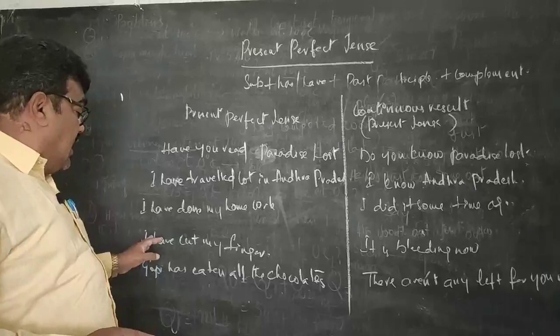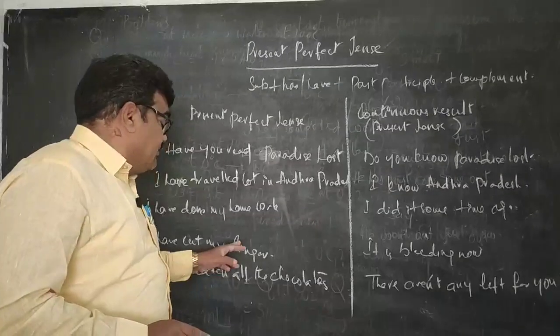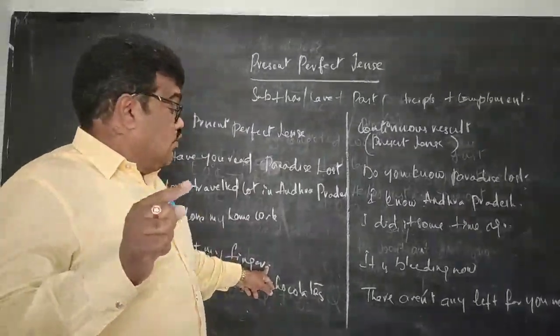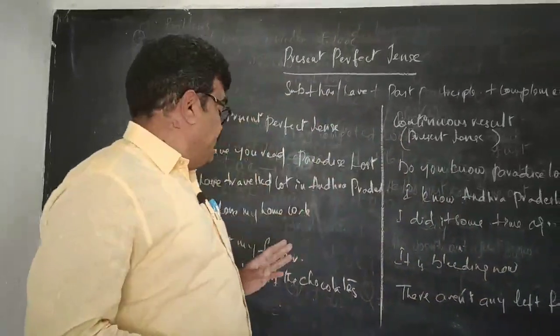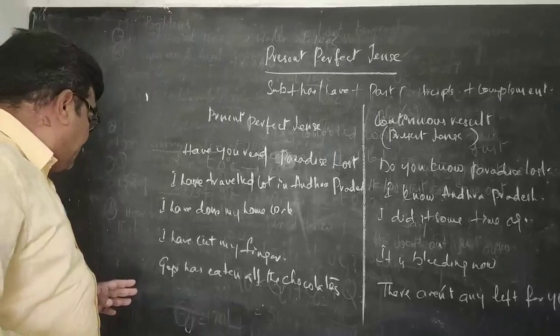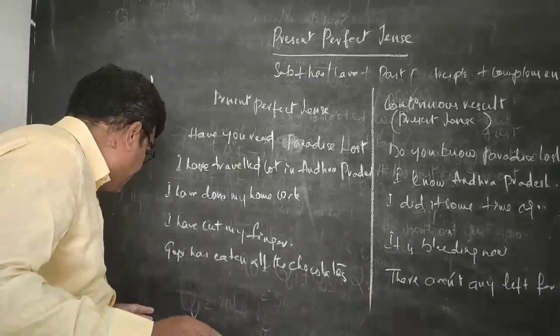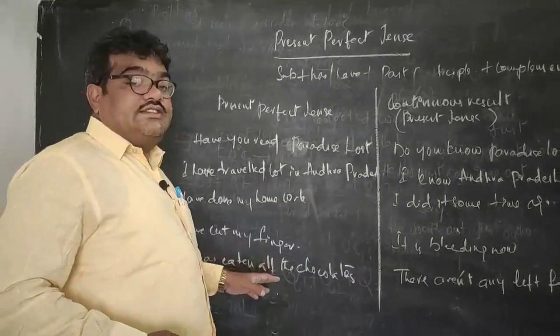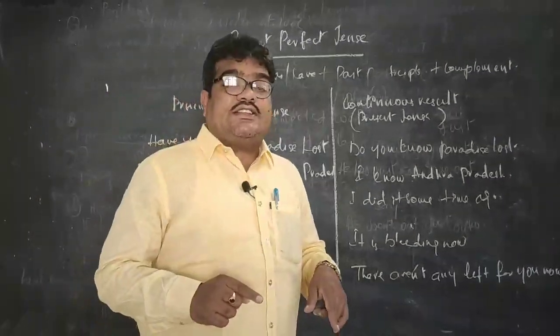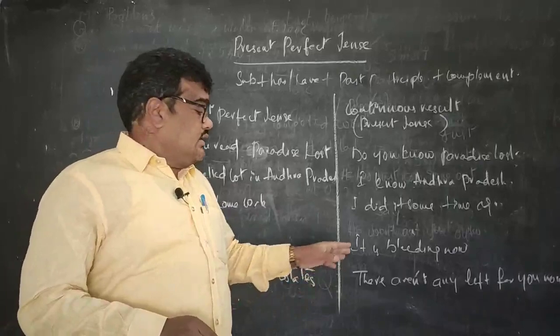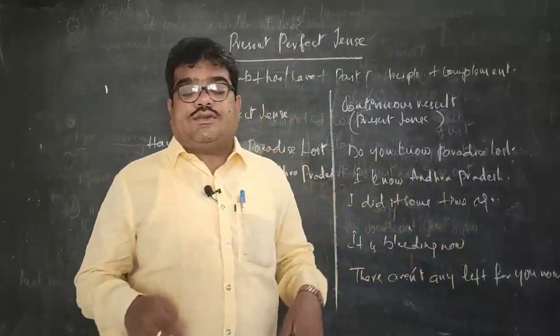Another example, I have cut my finger. What is the result of that? The finger is bleeding. And another example, last example: Gopi has eaten chocolates. Because Gopi has eaten chocolates, what is the result of that? There are no chocolates for me to eat.